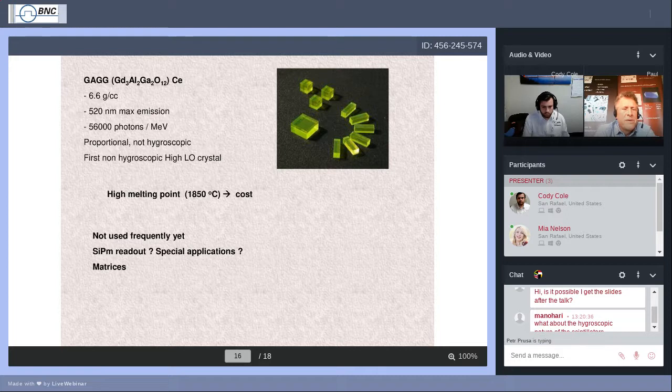It's not hygroscopic, and it's the first non-hygroscopic high light output scintillation material. It has a very high melting point. It's very hard, like sapphire, and that means it's not really an inexpensive material. It's not used that frequently yet, but you can make very nice small pixels out of it. And with silicon photomultiplier technology, it may find some special applications in matrix elements, for example.